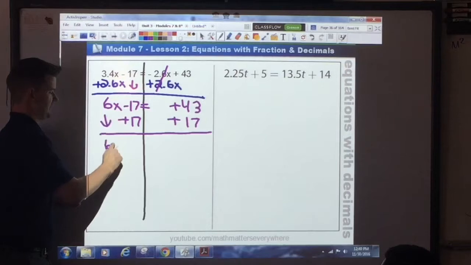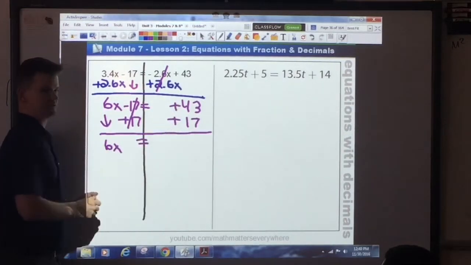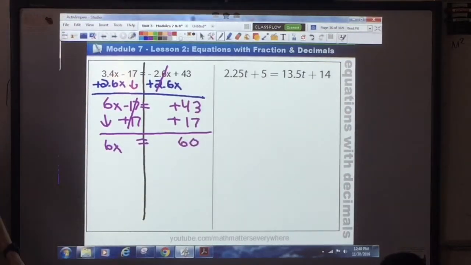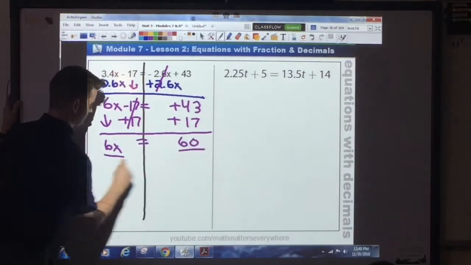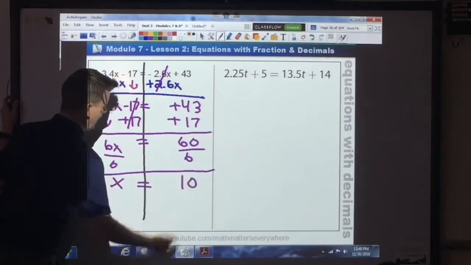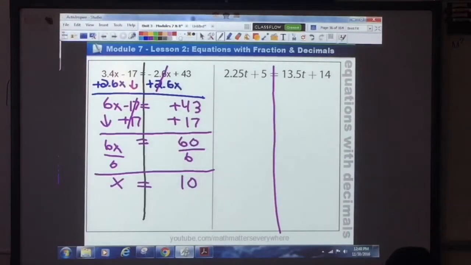I bring down the 6x, those will cancel, equals 43 plus 17 gives me 60. And then everybody in this room knows what to do. You divide both sides by the 6, which is the, what's the proper name? Coefficient. I divide both sides by 6, and I get x equals 10. Baby. All right, next one.